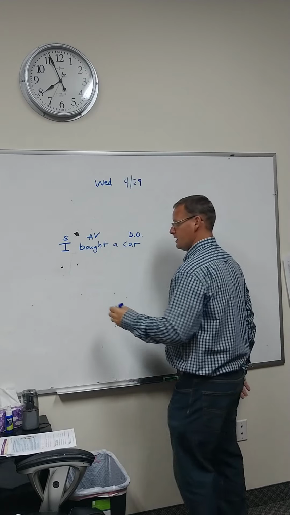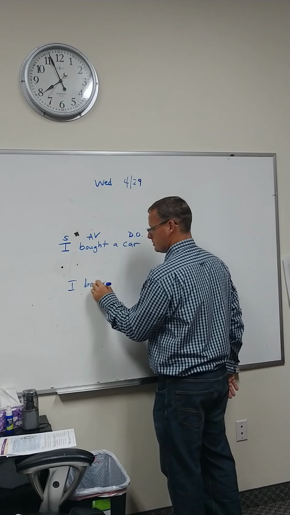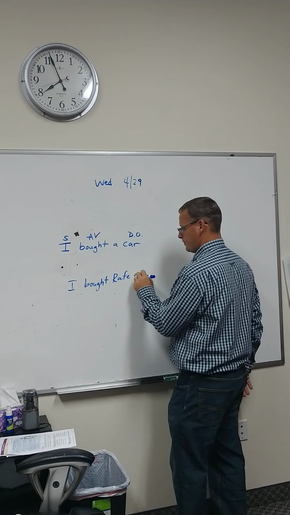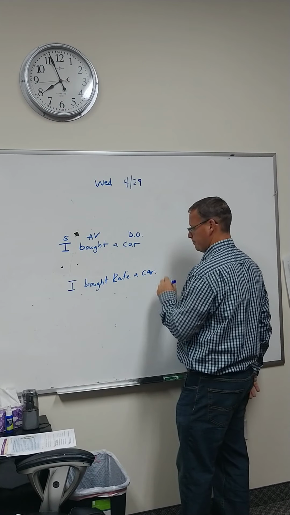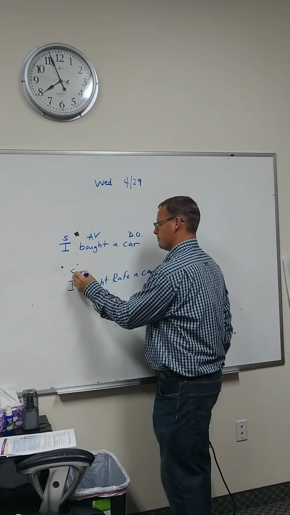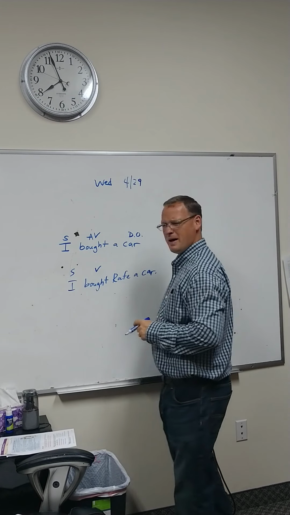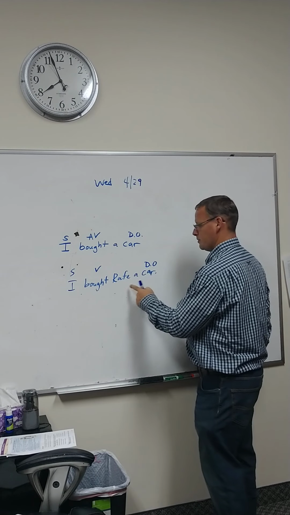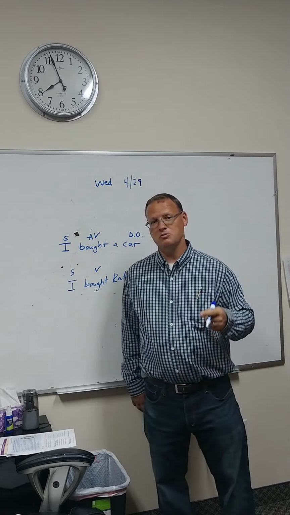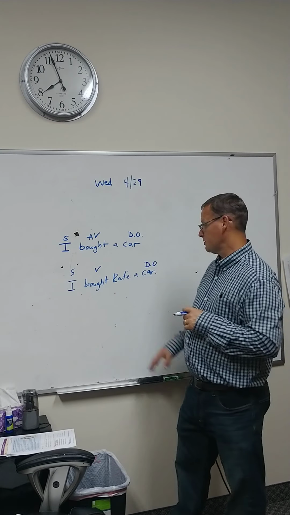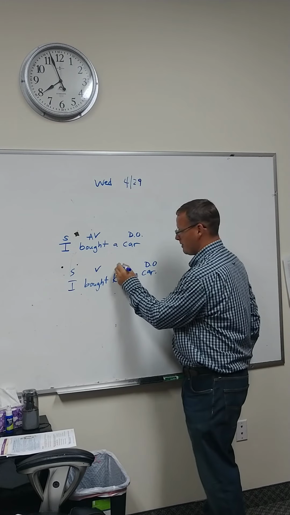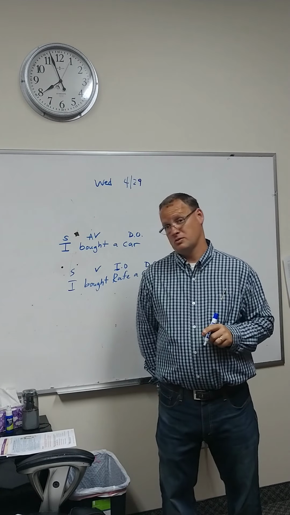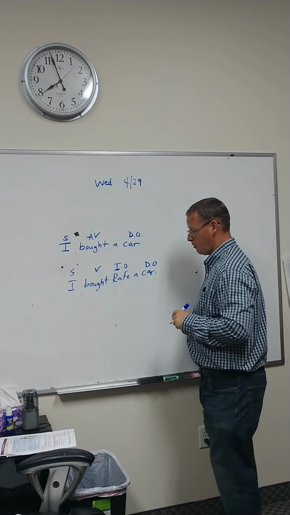Now, let's say I say I bought Rafe a car. Subject is I. Verb is bought. What did I buy? I just bought a car. The direct object is car. Now, Rafe is going to tell me to whom or for whom I bought the car. So that's going to be an indirect object. Indirect objects tell to whom or for whom. Okay? To whom or for whom.